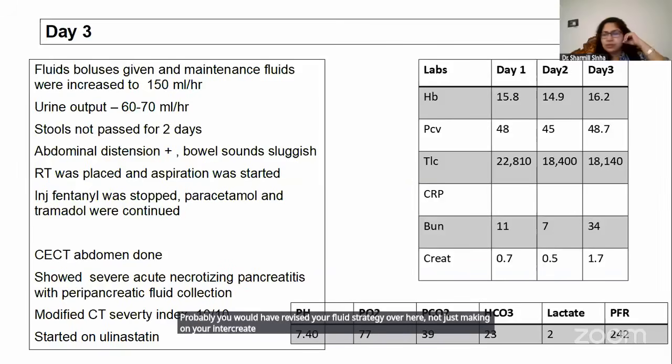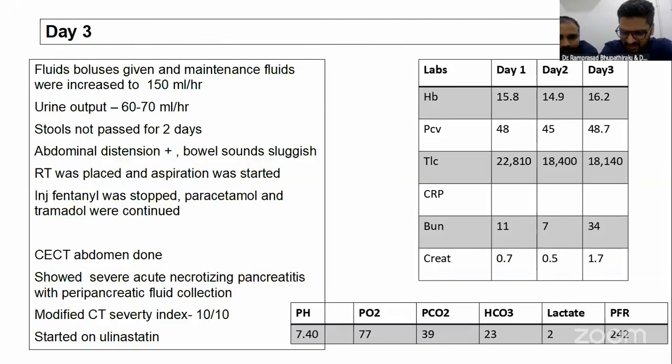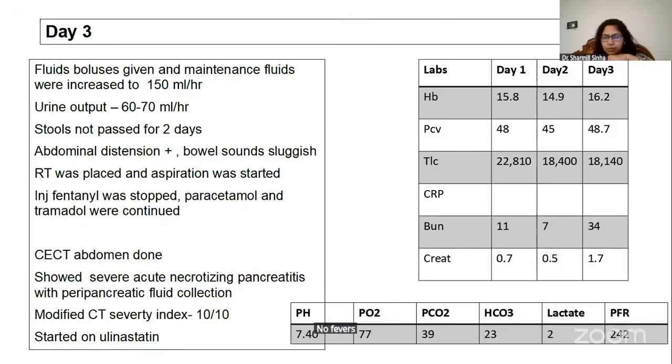So at this point, what about the temperature and the heart rate? Heart rate was fine, ma'am, around 100. There was no temperature, ma'am. He didn't develop any fever spikes, ma'am. No fever spike with all this going on? Later he developed, ma'am, not by day 3.